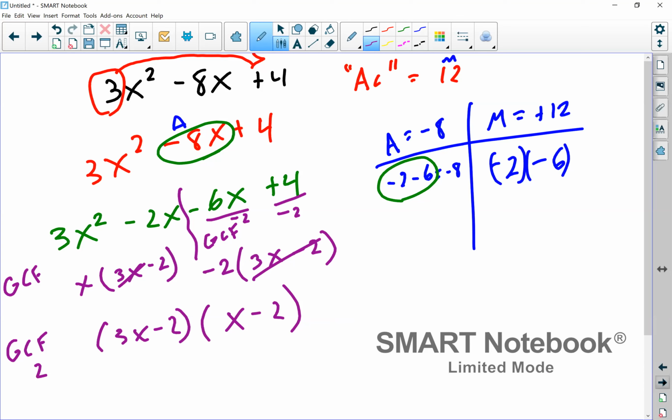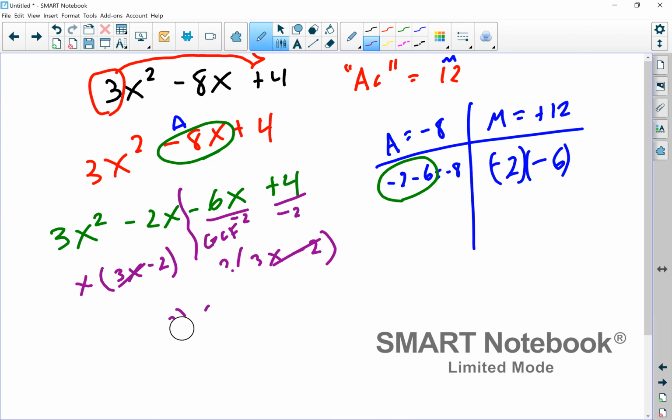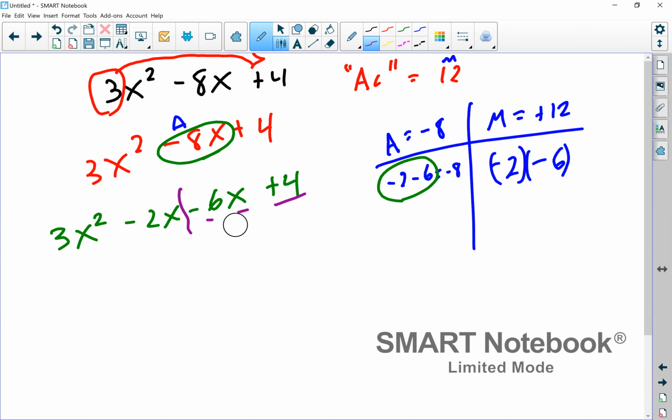Now, if you're looking at this problem and you're thinking, well, Mr. Kreisler, how do I know if the -2 goes first and the -6 goes first? And the answer is quite simple. It doesn't matter. And I will show you by redoing the problem in a different order. So this time, we're going to say that the -6 goes first and the -2 goes second.